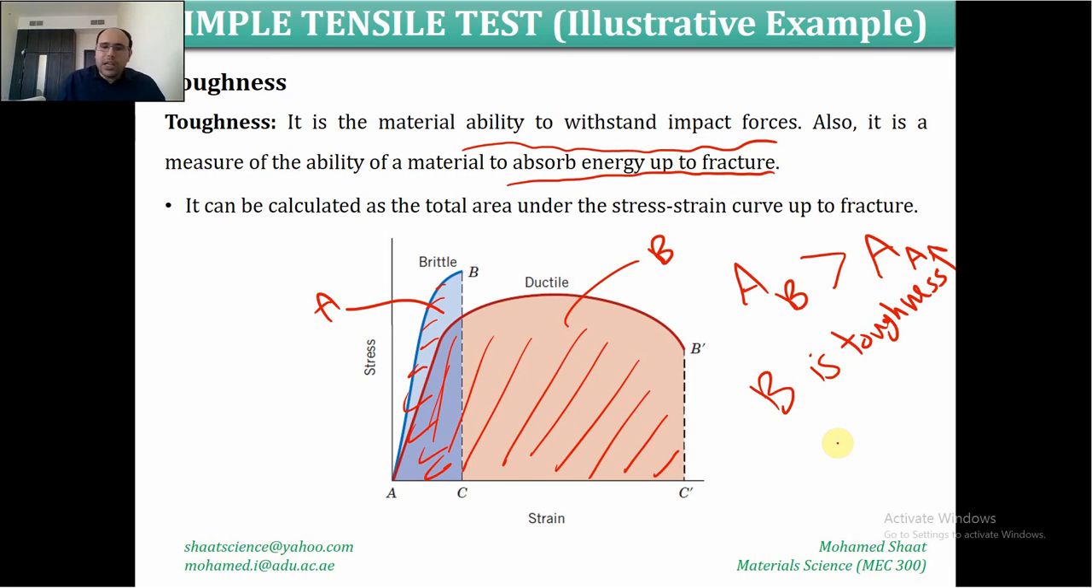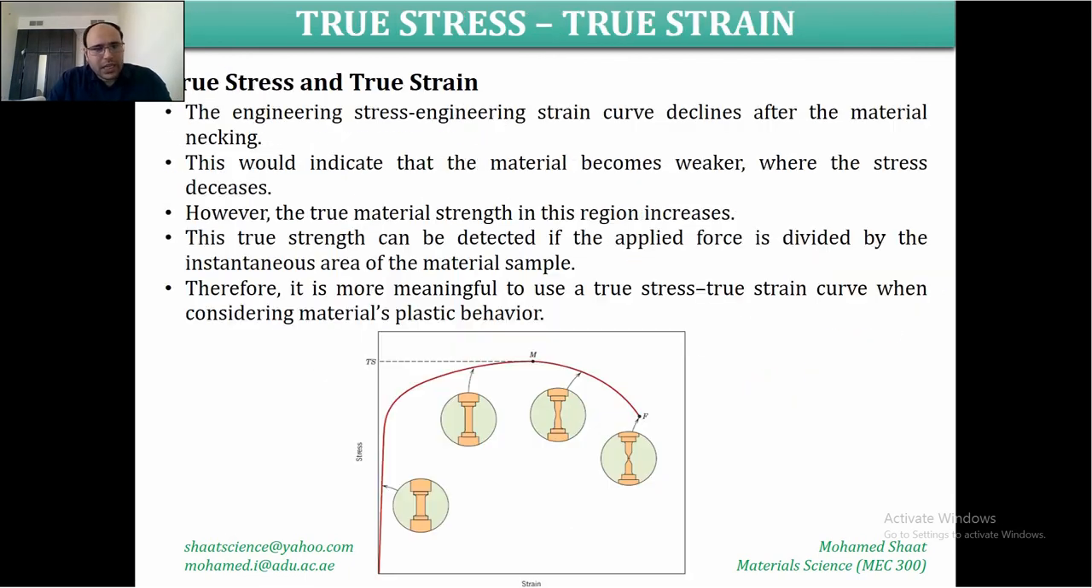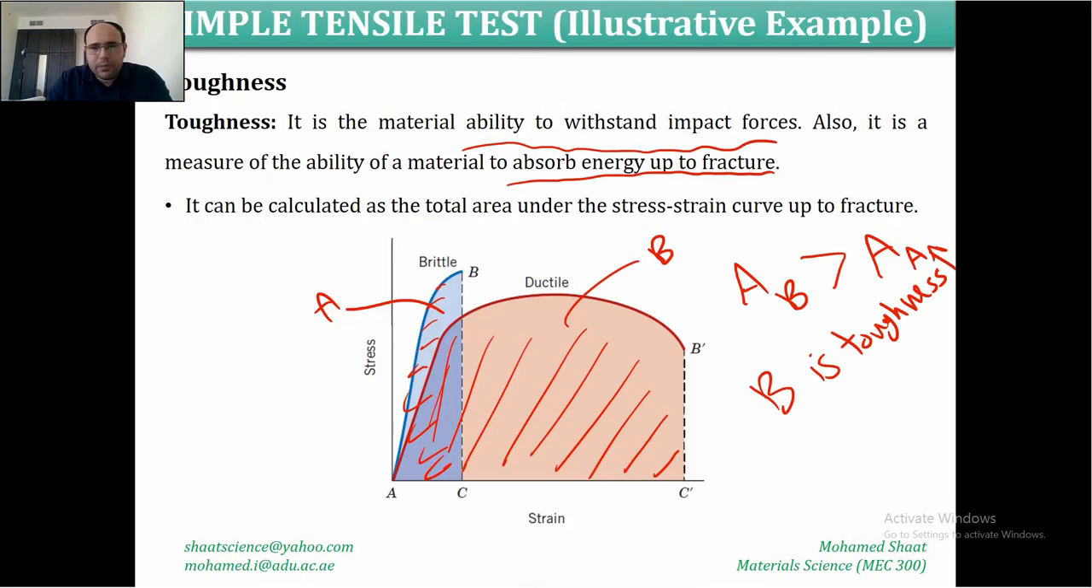Make sense? It is definitely related to ductility. So we expect that a ductile material is tougher than a brittle material. Why? Because a ductile material can absorb more energy without fracture than a brittle material. So ductility, brittleness and toughness are related together. Make sense? So these are some of the important mechanical properties and how we can extract them from a tensile test for a certain material.